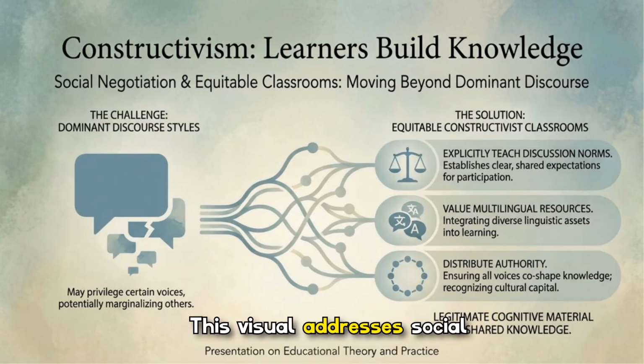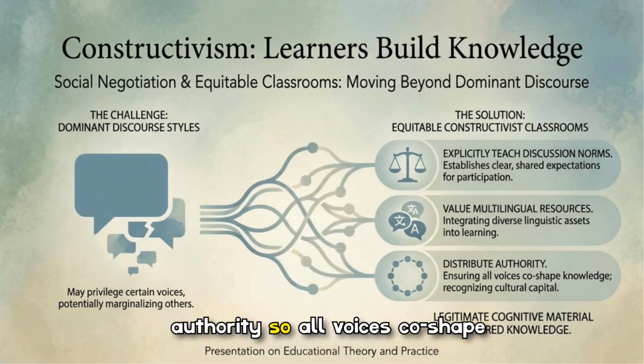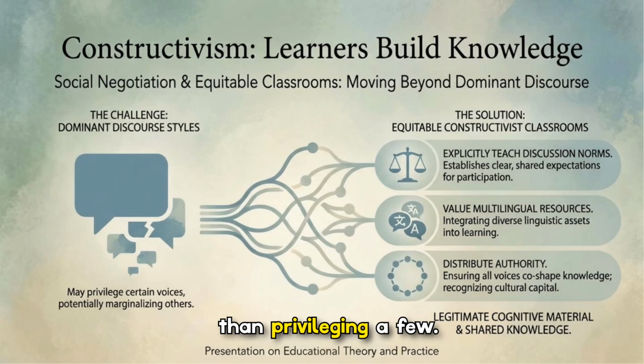This visual addresses social negotiation and equitable classrooms by naming the problem of dominant discourse styles and offering solutions. Explicitly teach discussion norms, value multilingual resources, and distribute authority so all voices co-shape knowledge. The aim is to legitimize diverse cognitive contributions and build shared, equitable understandings, rather than privileging a few.